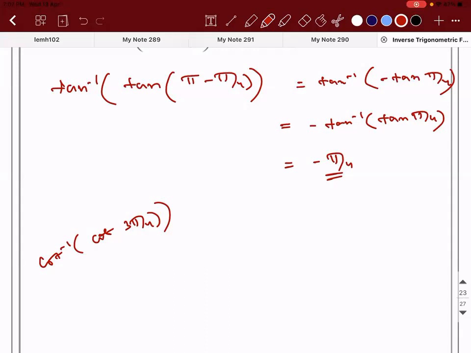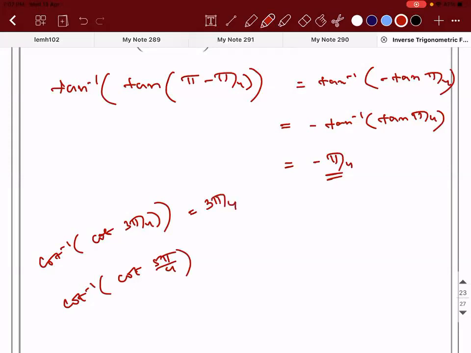Immediately you started following the method. Don't do that. Okay, 0 to pi, no, don't touch it. Why do you want to touch it? Had the question been 5 pi by 4, let's twist it like that. Cot inverse of cot 5 pi by 4.